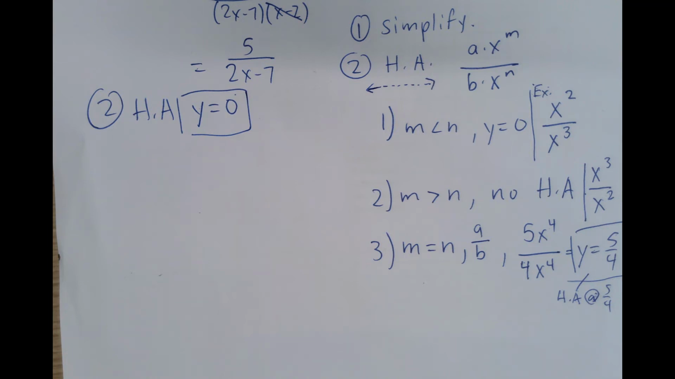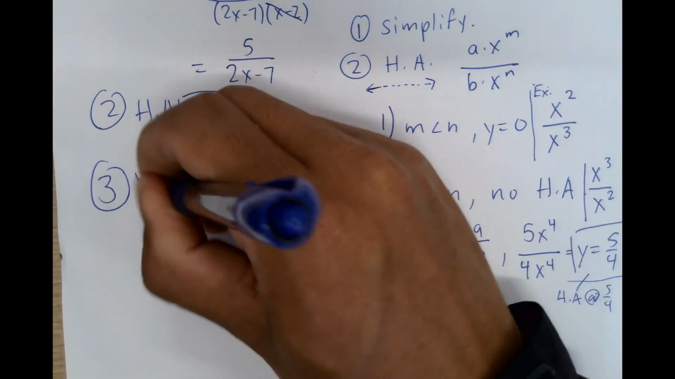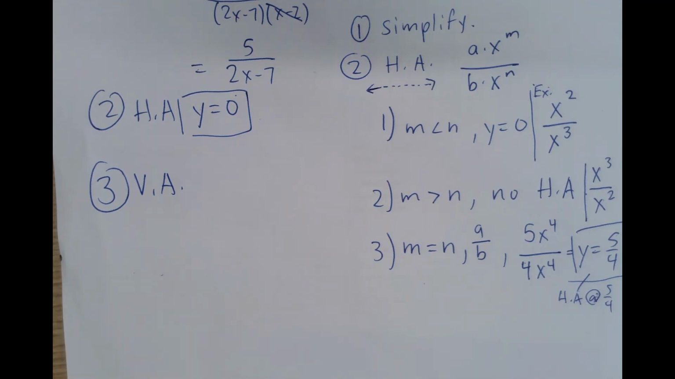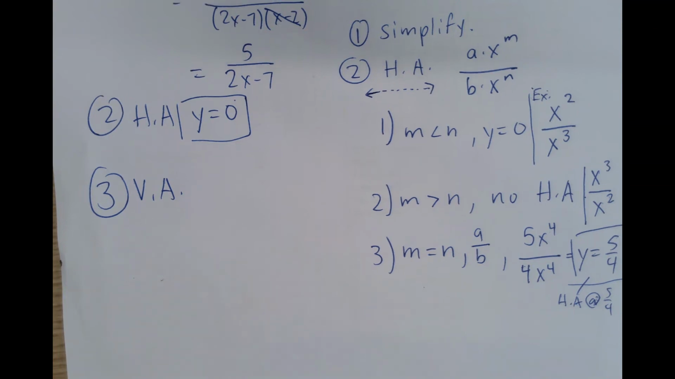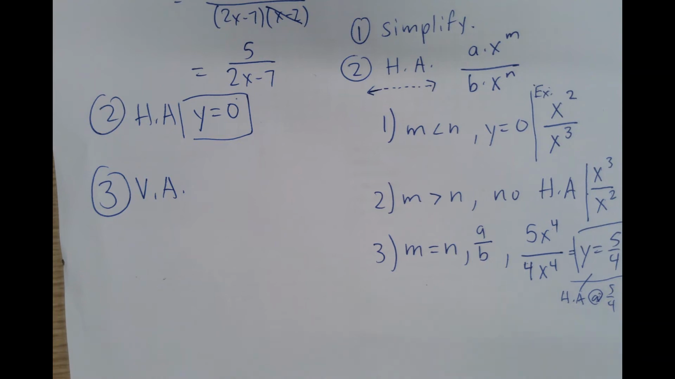Okay, so for the third thing we would do is your vertical asymptote. Your vertical asymptote is when the denominator, or when the bottom, is equal to 0. So when the number on the bottom is equal to 0, or the whole denominator, then we're going to divide by 0, which doesn't make any sense. So that's why it's a vertical asymptote. You can't divide by 0.